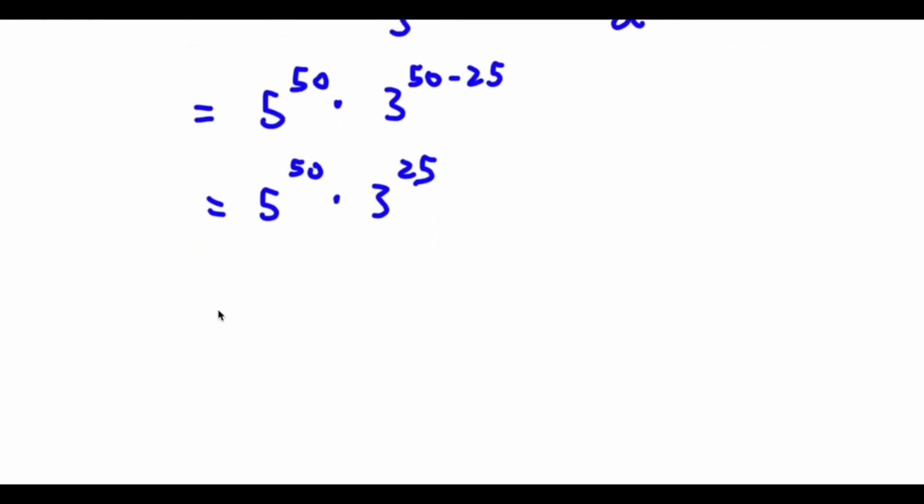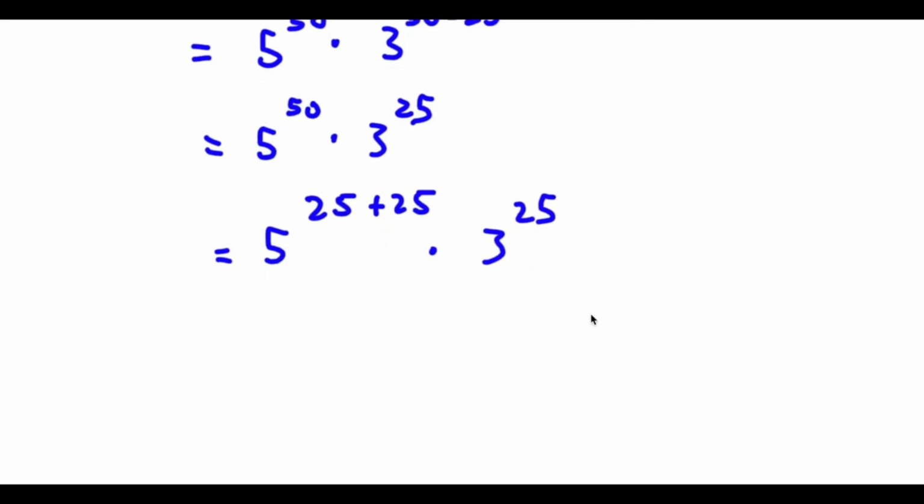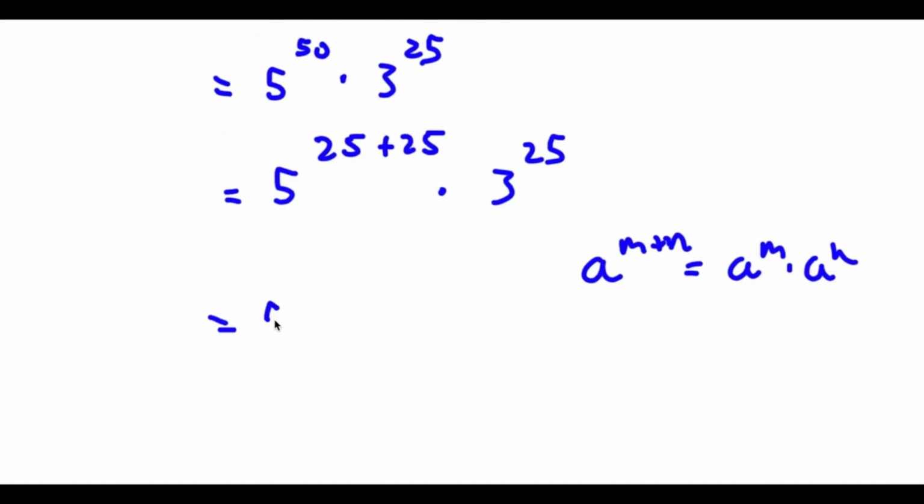Now, 50 here, this is the same thing as 25 plus 25, so I have 5 to the power of 25 plus 25 times 3 to the power of 25. Now, if I have something in the form a to the power of m plus n, this is equal to a to the power of m times a to the power of n. So 5 to the power of 25 plus 25, that's going to equal 5 to the power of 25 times 5 to the power of 25. And I have this times 3 to the power of 25.